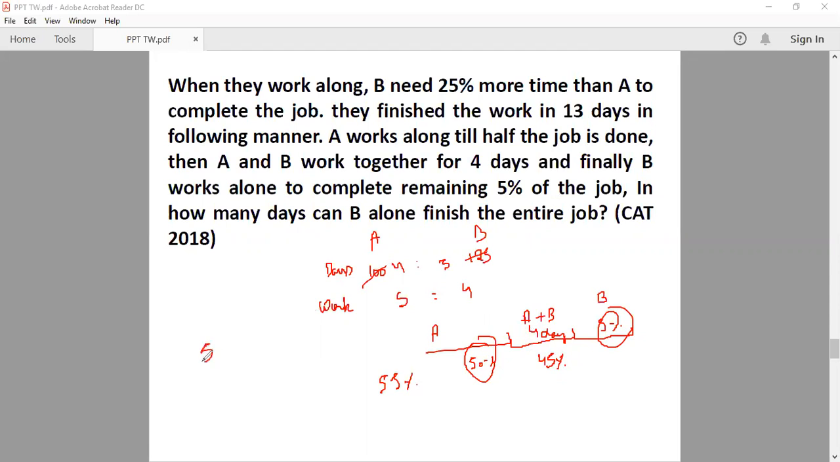Since the ratio of the work is 5:4, so can I say they must have completed this 45% in the ratio of 5:4? So what is the value of this? How much work does B must have done? 4 upon 5 plus 4, 9 into 45. That is 20% of the work, which means B did 20% of work and A did 25% of the work. Is this step clear to everyone? Yes or no?